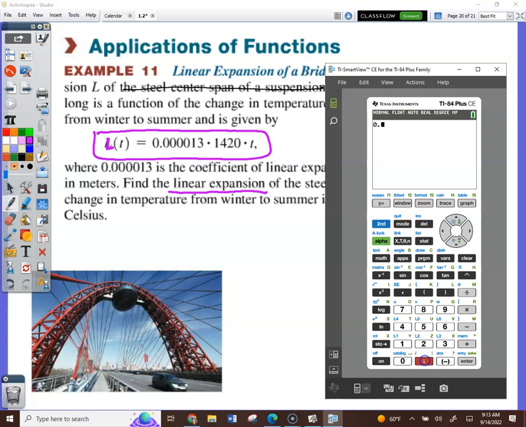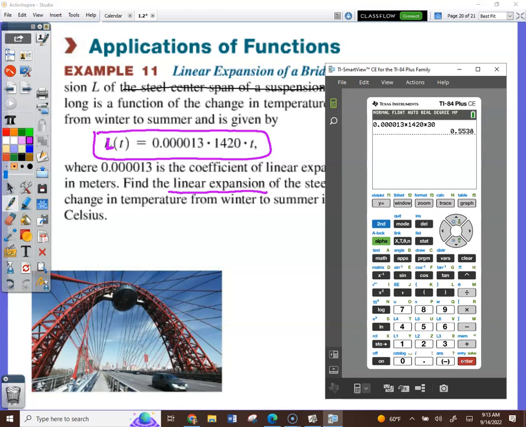You can type, 4.13 times 14.20, and then times the first degree was 30. You can type it here and write it if you want, or you can type it in Y equals. I just wrote the decimal all the way out. I didn't round. So 0.5538 meters.